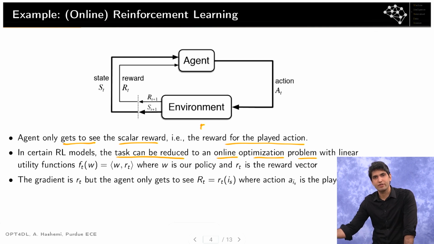That means that we have a sequence of optimization problems to solve over time, where there is a structure. The structure is that the payoff functions are linear. Essentially, they have a form like this, where W is our decision variable, our policy, and R is the reward vector. In the example that I gave, R is going to be a 4-dimensional vector. The first coordinate is the reward of going left, the second coordinate going right, and the third and fourth going forward and backward.